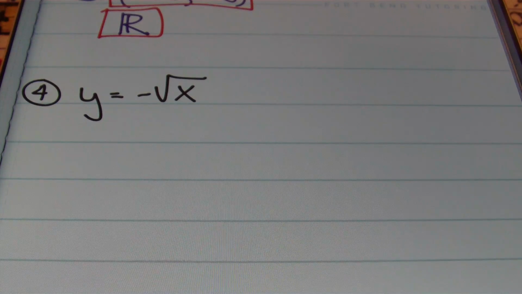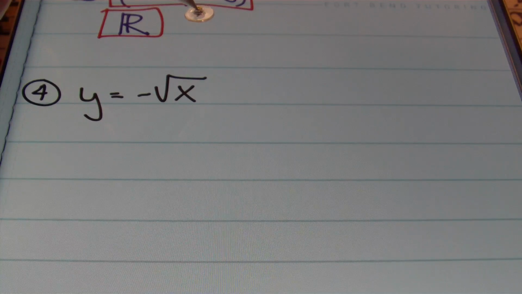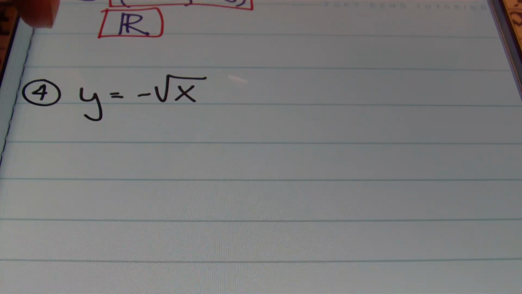Here in problem number 4, we have y equals negative square root of x. So I'm trying to take the square root of my variable. Anytime I'm trying to take the even root of a value, if I'm dealing with real numbers, that value can't be negative. That could be a square root, a 4th root, a 6th root. If it's an even root, you're going to set the value underneath the radical greater than or equal to 0 and solve for it.